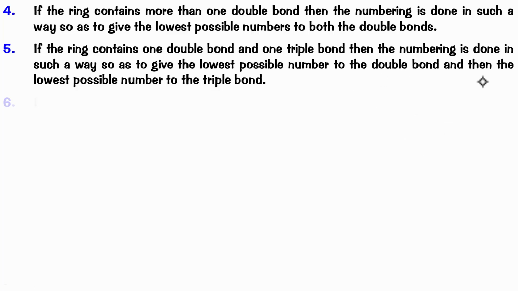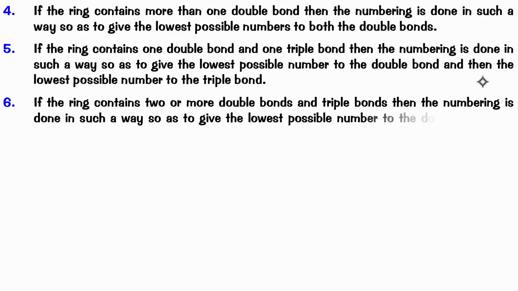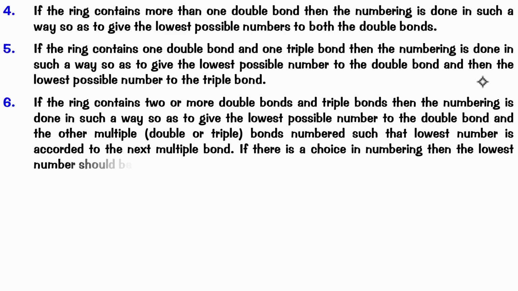And I'll give you a couple of examples for you to check this particular rule. So if the ring contains two or more double bonds and triple bonds, then the numbering is done in such a way as to give the lowest possible number to the double bond, and the other multiple bond, irrespective of double or triple bond, is numbered such that the lowest number is accorded to the next multiple bond. And only when there is a choice in numbering, then the lowest number should be given to the double bond over a triple bond.